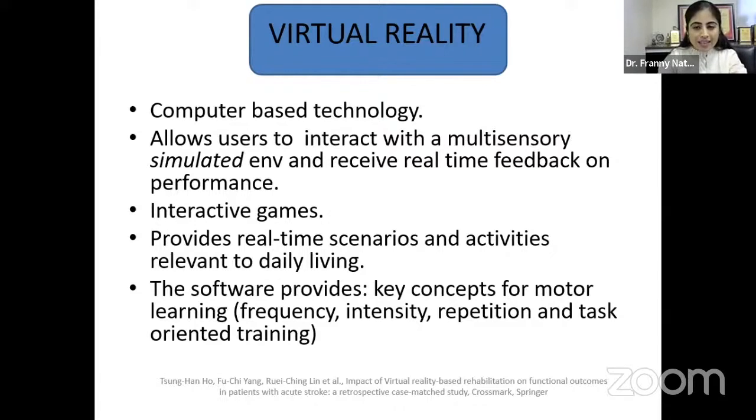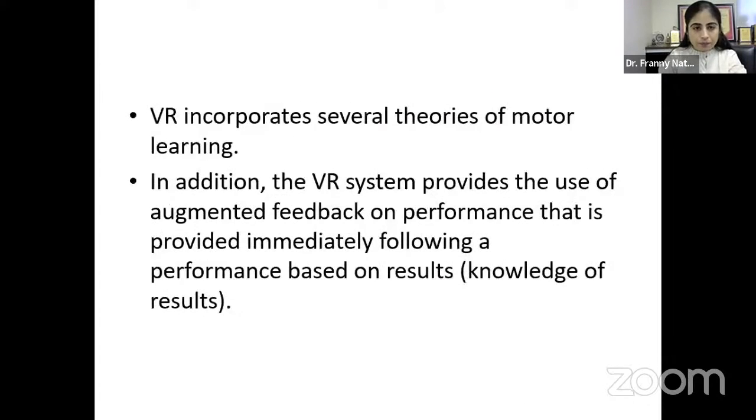The software provides key concepts for motor learning. Basically there can be manipulation of frequency, intensity, repetition, and task-oriented training. Virtual reality incorporates various theories of motor learning, and it provides the use of augmented feedback on performance that is provided immediately following a performance based on results. That talks about the knowledge of results and the knowledge of performance. However the patient is performing that activity, immediately he gets feedback for it.